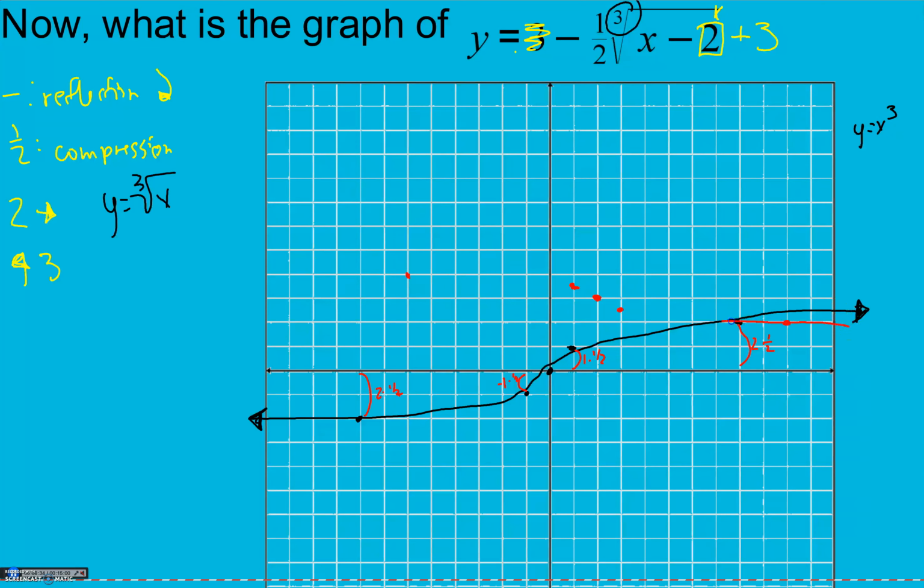I can connect my dots here. And it looks something kind of like that. And I have my function. Again, reminder, that's based off the cubed root of x.